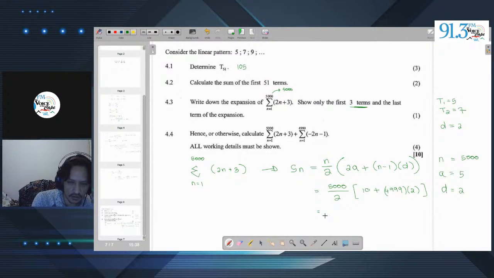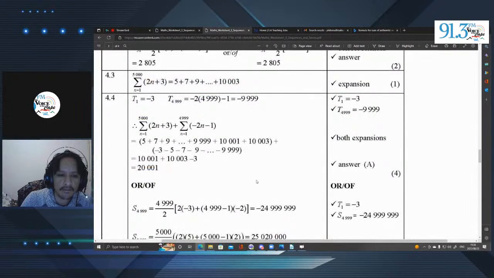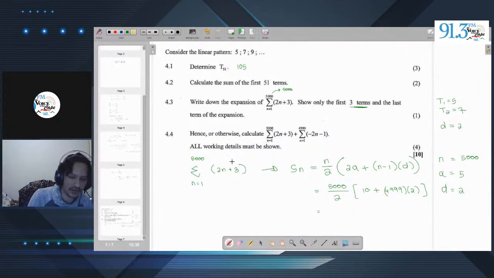And that's not correct. That's a massive value. Let's just double check the memo. Oh no, it is correct. We do get a massive value. So we get a value of 25 million 20,000. Is that correct? Let me just see it. Yeah, 25 million 20,000. There we go.